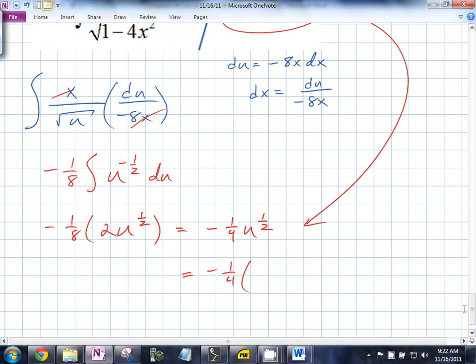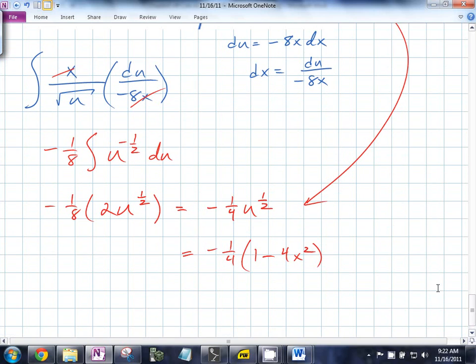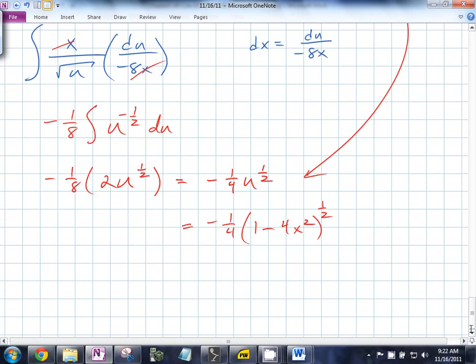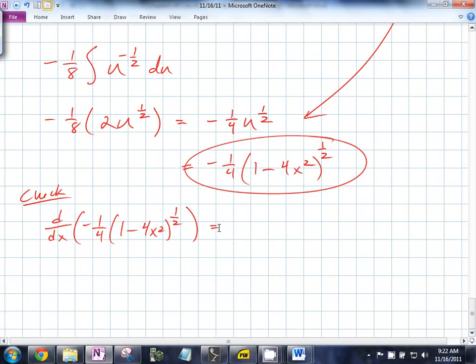So here's our answer. If we want to check it, we do d dx of what? Negative 1/4 times 1 minus 4x squared to the 1/2. Let's see what happens. What do we bring to the front? It's going to be equal to negative 1/4 times what? 1/2 times 1 minus 4x squared to the what power? Negative 1/2. Times what? Negative 8x. What cancels here? The 8 and the 1 over 8.